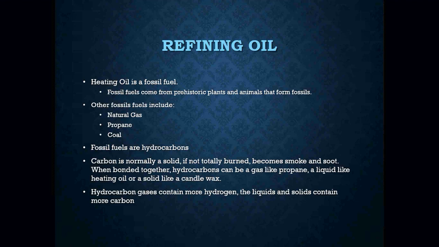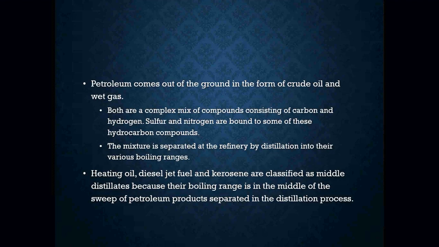Hydrocarbon gases contain more hydrogen. The liquids and solids are going to contain more carbon. Hydrogen, you think about it, it's like a liquid, like water. Carbon is more of a solid. So petroleum comes out of the ground in the form of crude oil and wet gas. That's how it's coming out of the ground. Both are a complex mix of compounds consisting of carbon and hydrogen. Sulfur and nitrogen are bound to some of these hydrocarbon compounds.